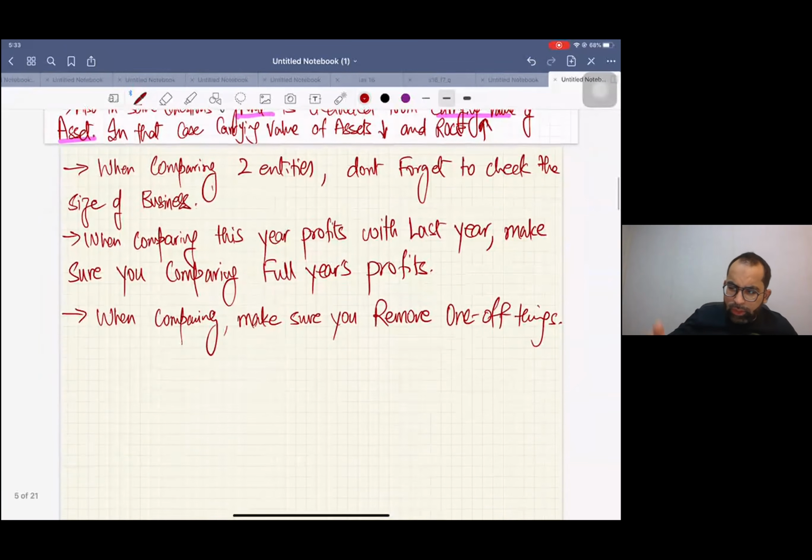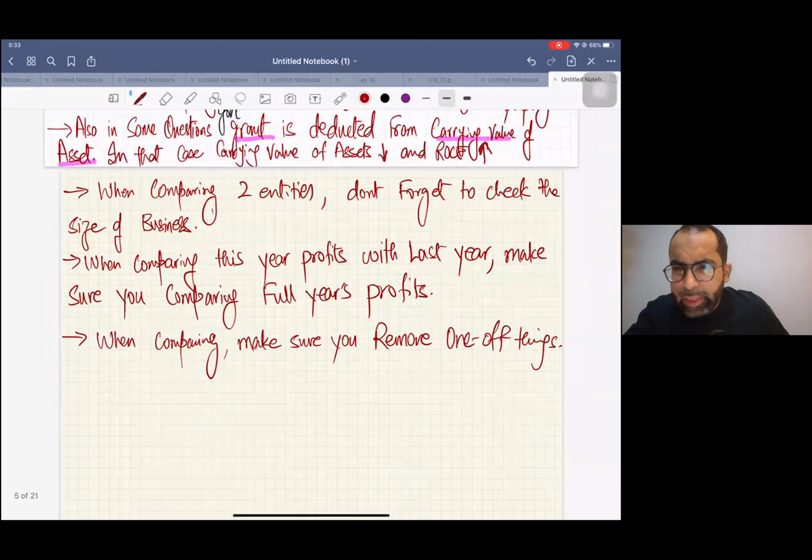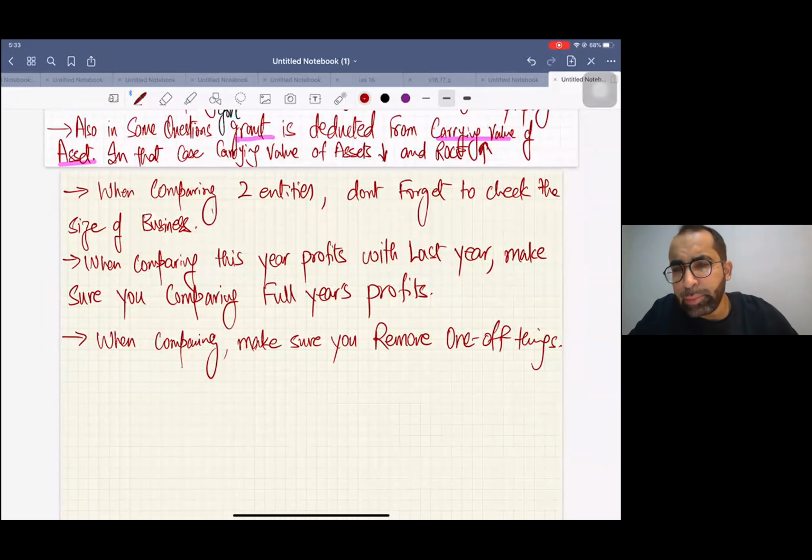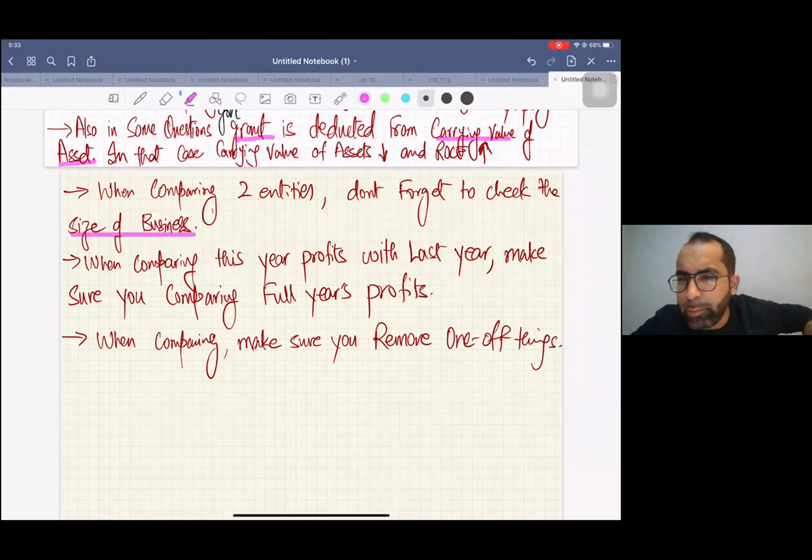A few things you need to discuss when comparing two entities. Obviously you are comparing company A and company B. So don't forget to check the size of the business. If one company's size is very big and one is small, then this comparison is not like with like. Do comment on this. Then, when comparing this year's profits with last year, make sure you're comparing a full year's profit.